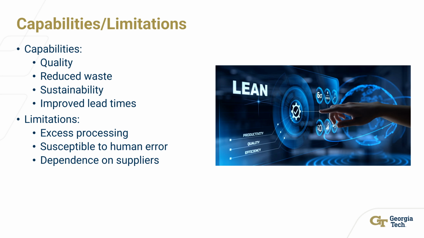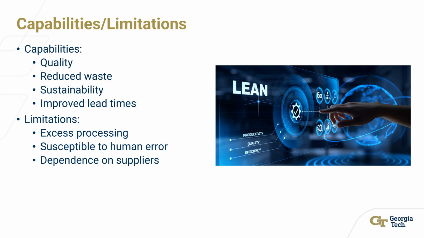Capabilities: you'll find that quality can be improved through it because, once again, everyone's focused on the same product. Reduced waste, not using any excess, not going overboard with things. You're not overbuilding things. You're not wasting both time and material costs. It's big for sustainability because, once again, back to the reduced waste point. Overall, you're not going to waste more of your product.